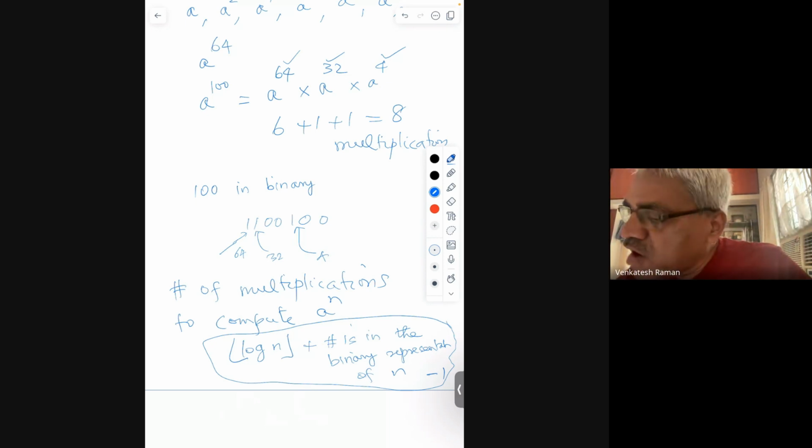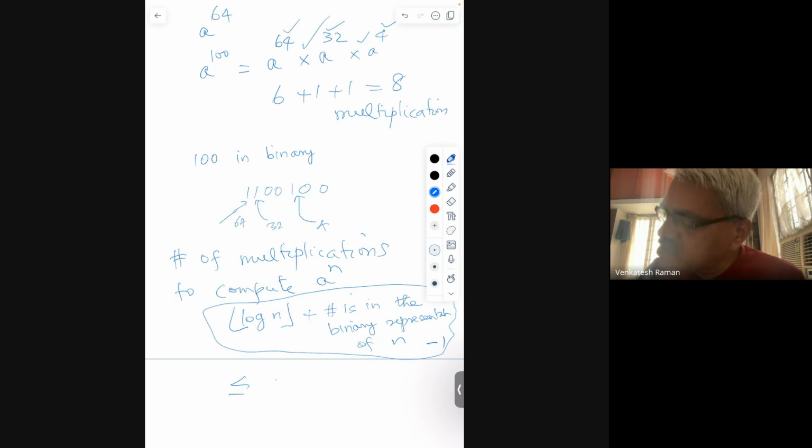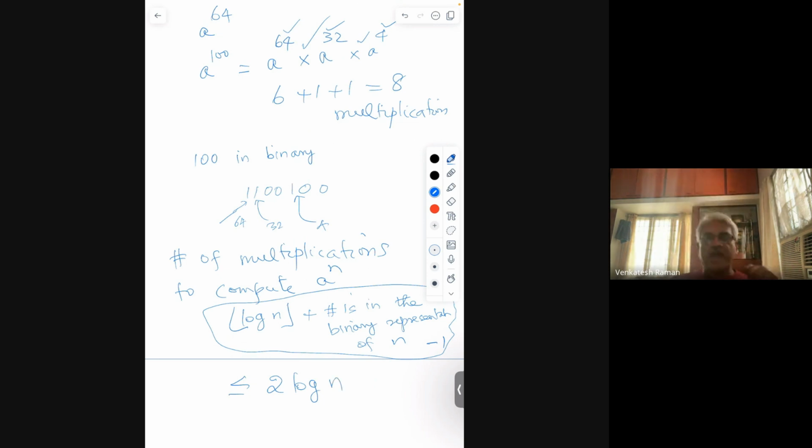And then how many ones are there? 3 ones are there. So I do 3 multiplications, which is actually -1, because there are 2 multiplications. Here is a multiplication, here is a multiplication. In any case, it's at most conservatively 2 log n. Okay, the idea is the same.